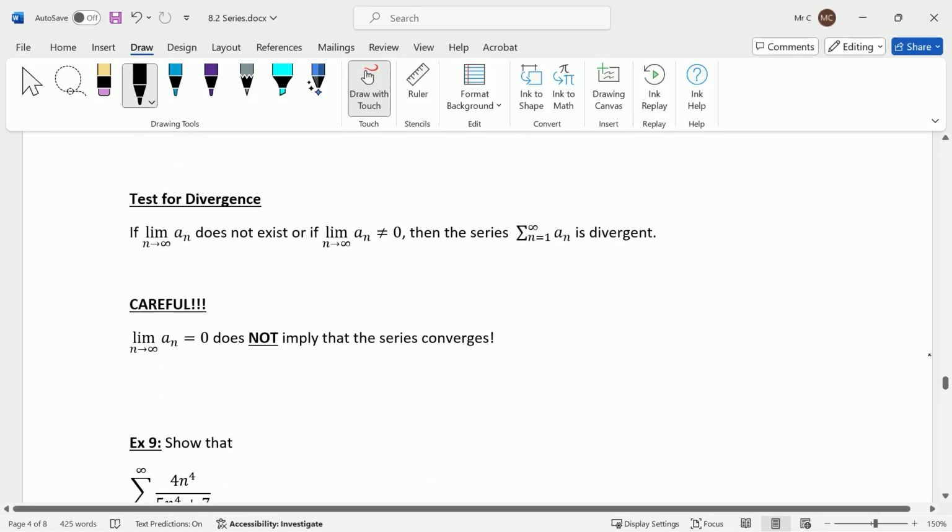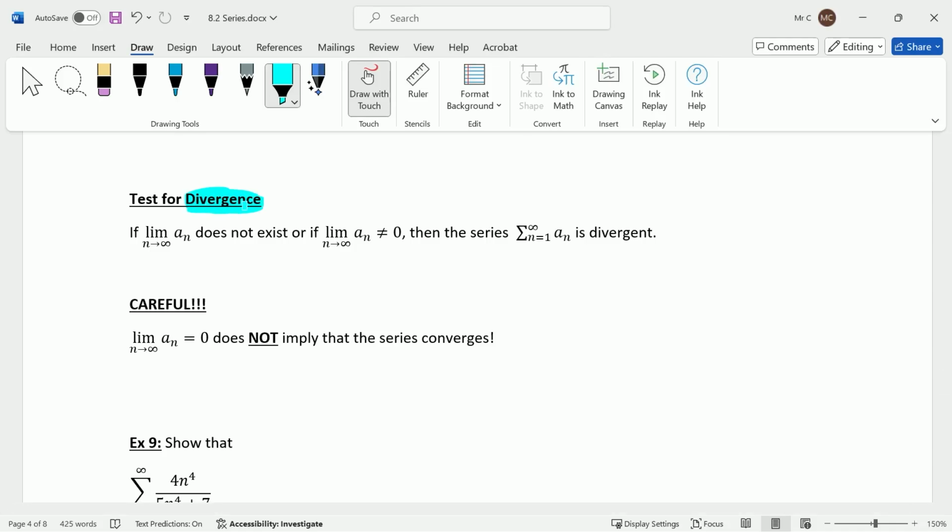So the test for divergence. Again, notice this says the test for divergence. There is no quote-unquote test for convergence, but it's a really, really common mistake. The test for divergence says if the limit of terms does not exist or is not 0, then the series diverges. But be careful, because the limit of the terms being 0 doesn't imply the series converges. It's not enough. It's not a sufficient condition.